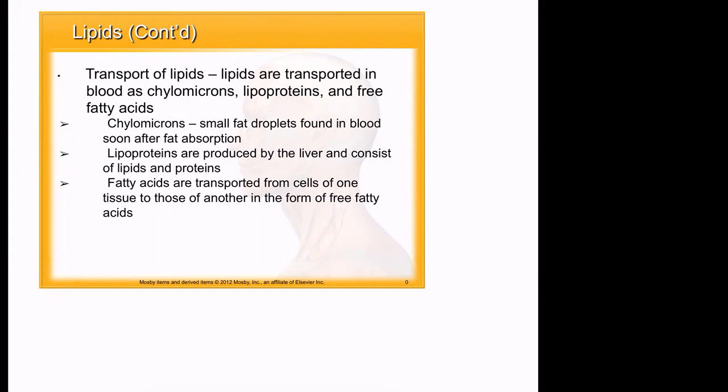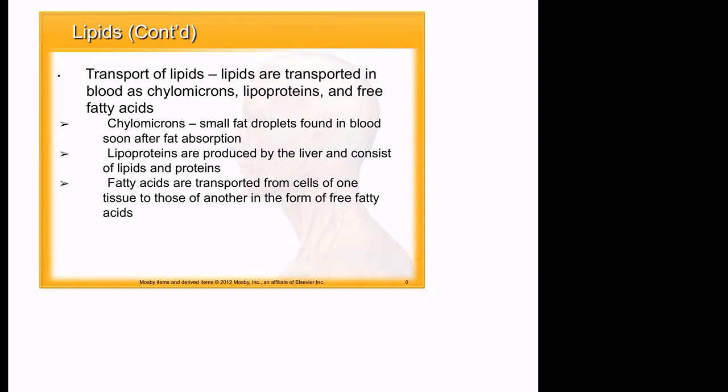how do we move these fats around? Well, chylomicrons are a type of transporter that'll move fat droplets around and help get them absorbed into cells. Lipoproteins, these are the trucks that move around cholesterol. These are the ones that people talk about when they say good cholesterol and bad cholesterol, because they don't understand that there's no such thing as good cholesterol or bad cholesterol. There's only cholesterol. It is neither good nor bad.